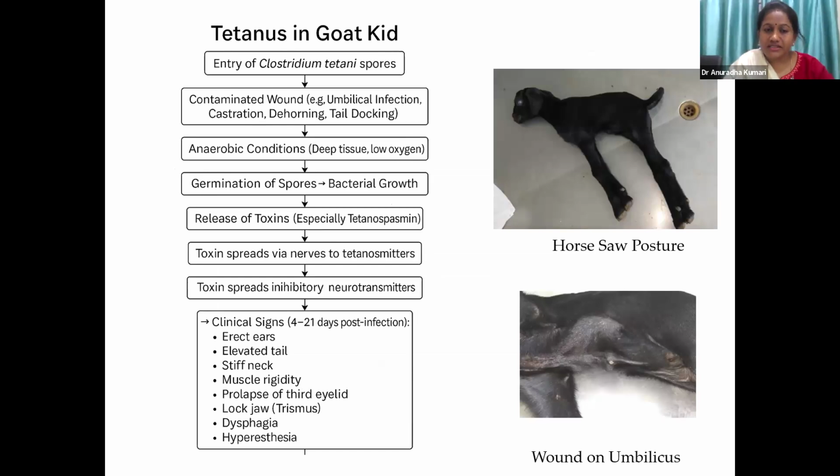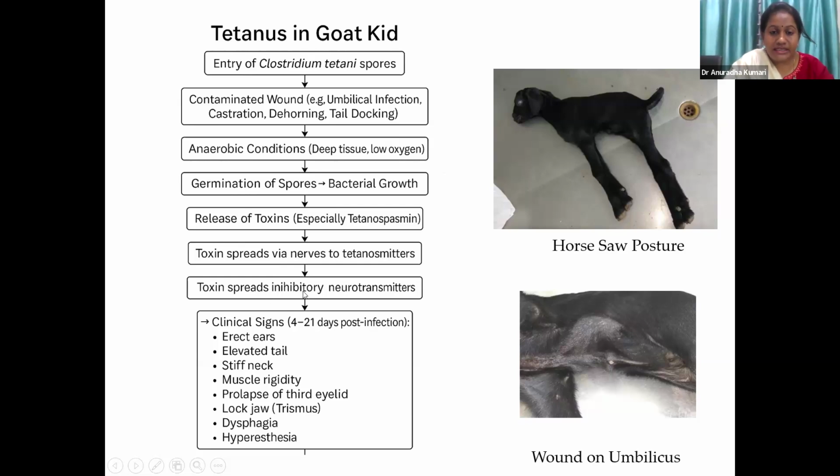It is caused by the bacteria Clostridium tetani. This bacteria is a spore-forming bacteria and the spores are present in the soil and the dust. Bacteria enter into the body via wounds that develop because of different management procedures like castration, dehorning, and tail docking, also through the umbilicus. Once it enters the wound under anaerobic conditions, this bacteria proliferates and releases the toxin tetanospasmin that is transferred via the nerve.